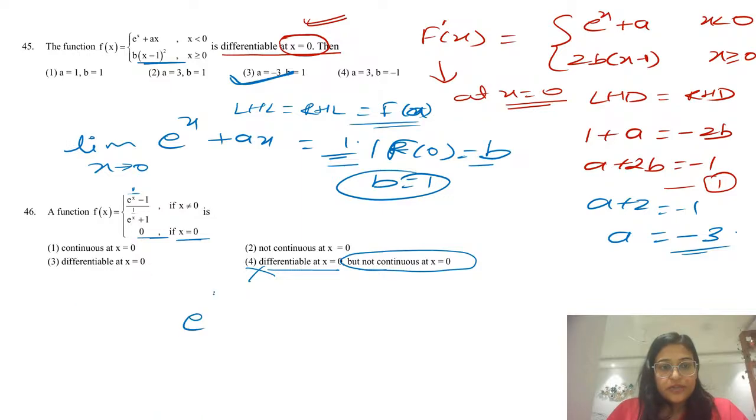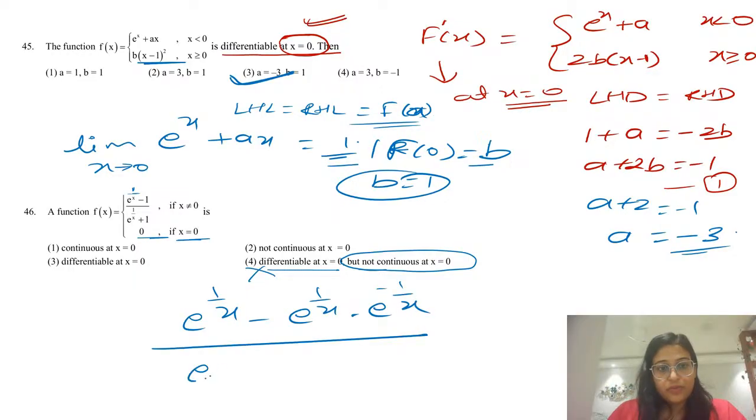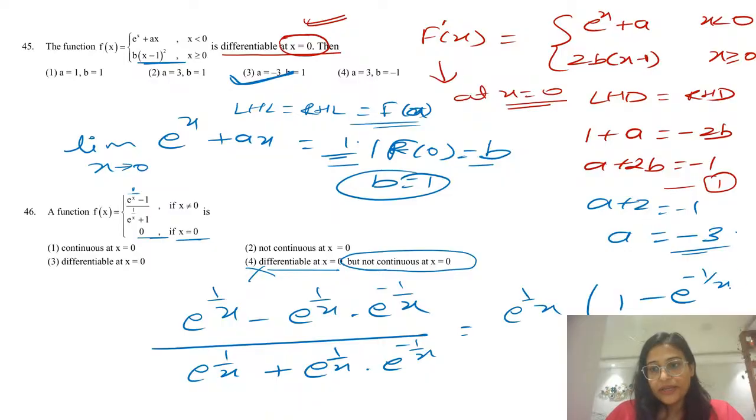This can be written as e to the power 1 by x minus e to the power 1 by x into e to the power minus 1 by x, whole divided by e to the power 1 by x plus e to the power 1 by x into e to the power minus 1 by x. What can we do here? We can take e to the power 1 by x common from the top. It will be 1 minus e to the power minus 1 by x. And when I take it from the bottom, it will be e to the power 1 by x into 1 plus e to the power minus 1 by x. This will cancel out here and we'll get 1.